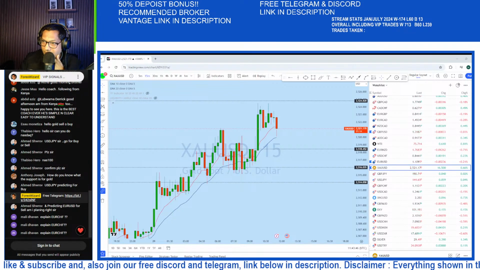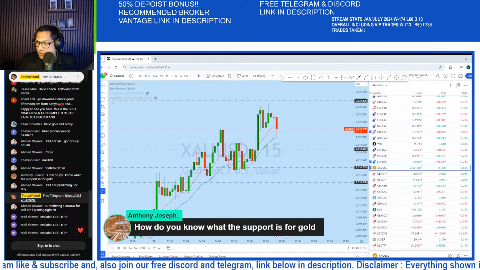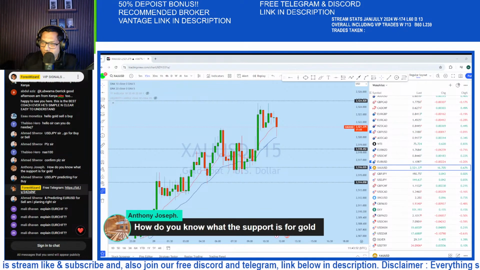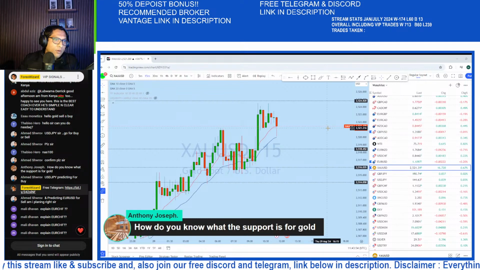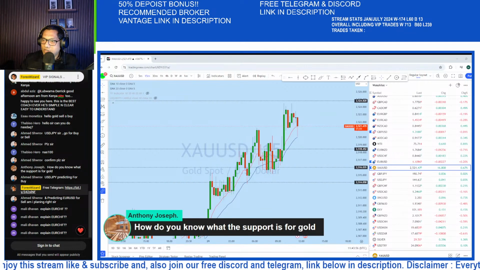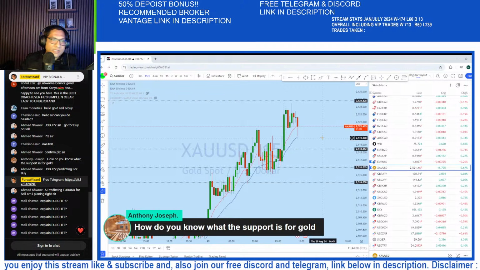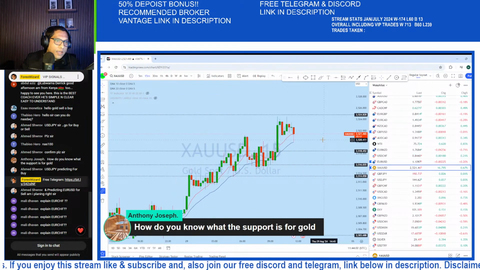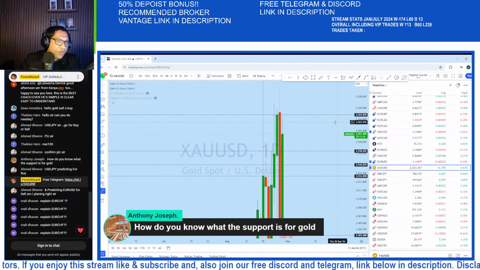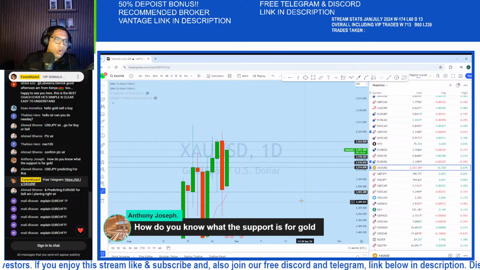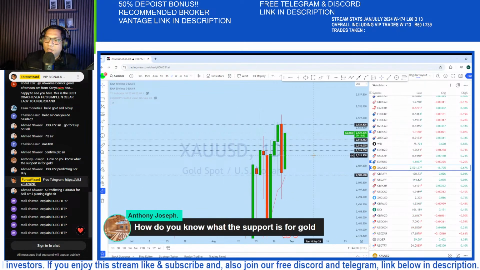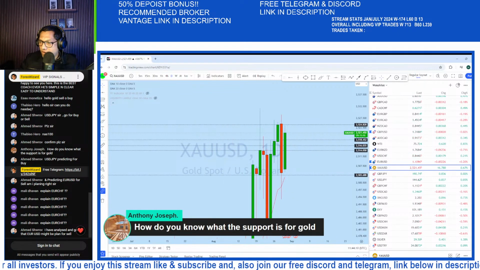NASDAQ. Do you know about support? How do you know what the support is for gold? Well, you can't know exactly everything, but there is a support on gold, and you can see that from the higher time frame. So you always look at the higher time frame in combination with the lower time frame.